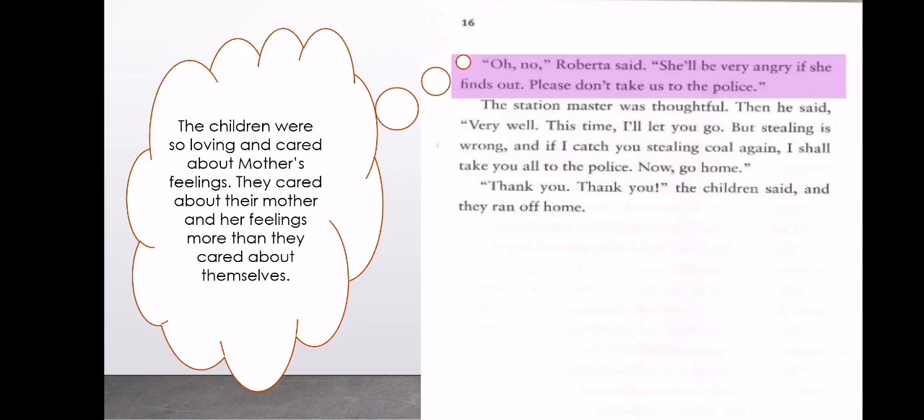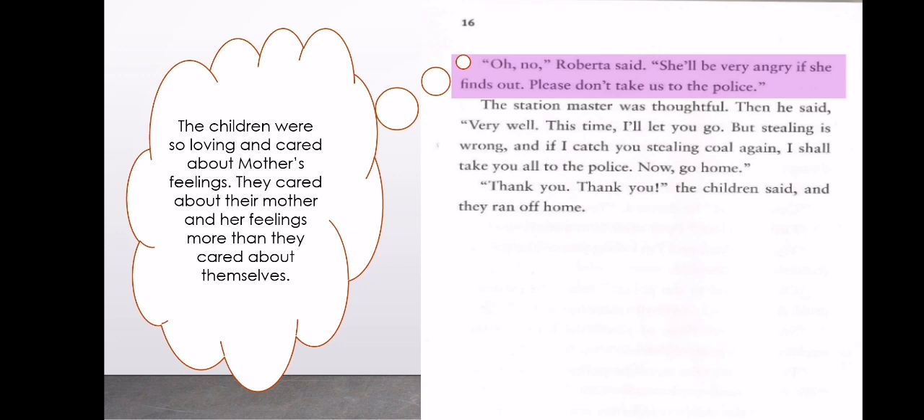In page 16, lines number 1 and 2, the children were so loving and cared about mother's feelings. They cared about their mother and her feelings more than they cared about themselves. When they were scared of going to the police, they were scared of making their mother angry, not scared of the police for themselves.